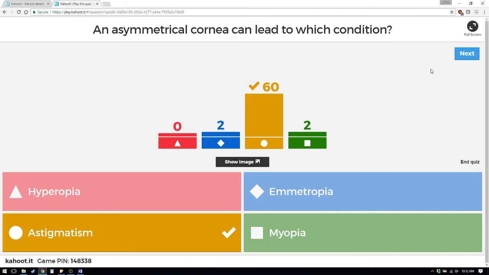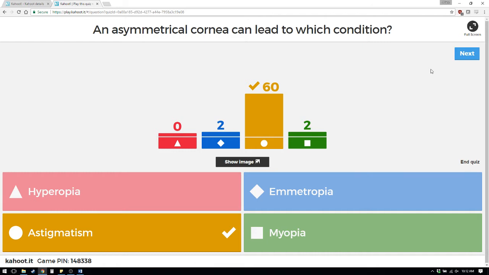And so for astigmatism, what's the problem? It's kind of wonky, kind of asymmetrical, right? So what kind of lens can we use for them? A cylindrical lens, right? So it's trying to help fix both defects, both vertical and horizontal.